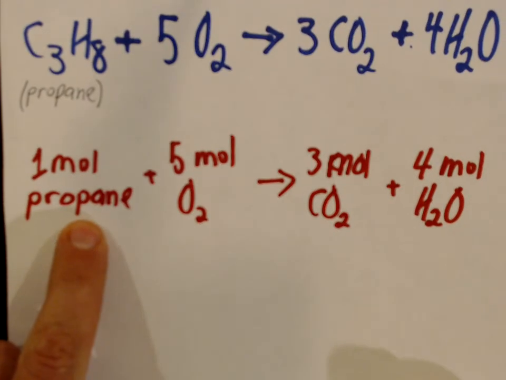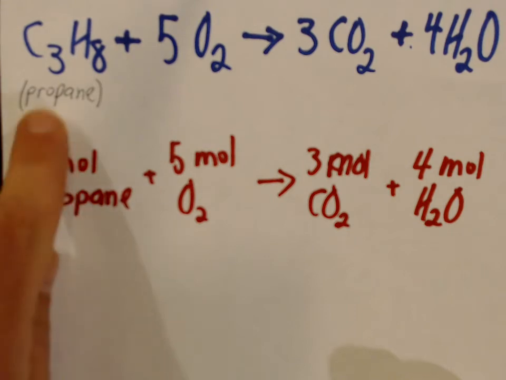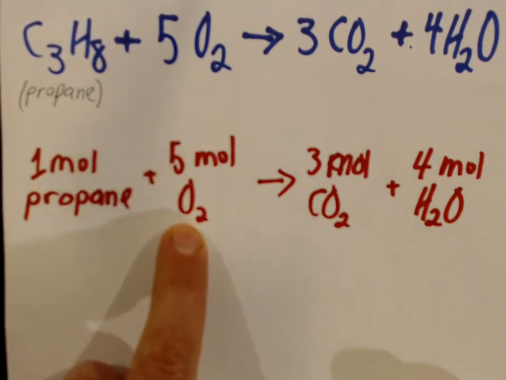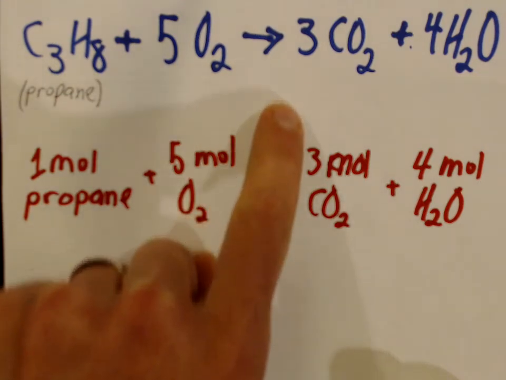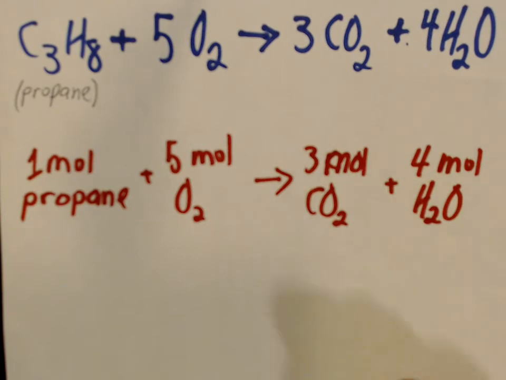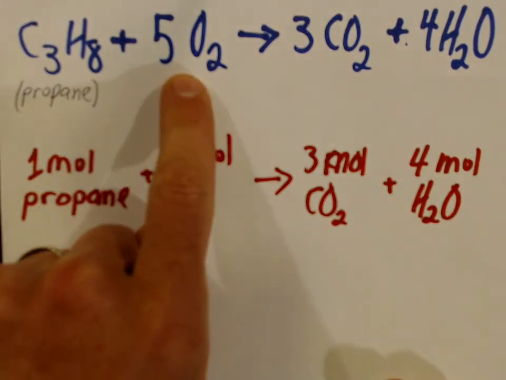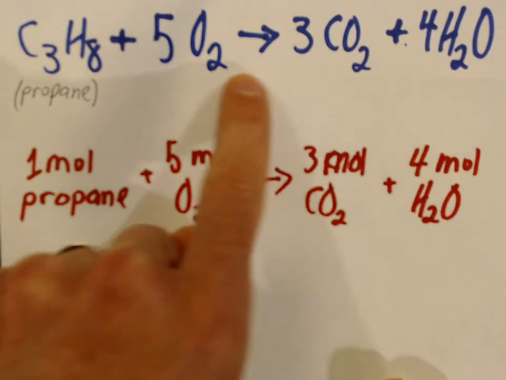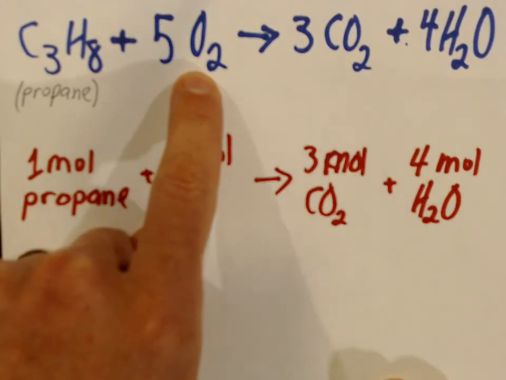Well, here's what they mean. This really means 1 mole of propane. That really means 5 moles of oxygen. That means 3 moles of carbon dioxide. And this means 4 moles of water. The word moles doesn't appear next to these numbers here, but it's implied.